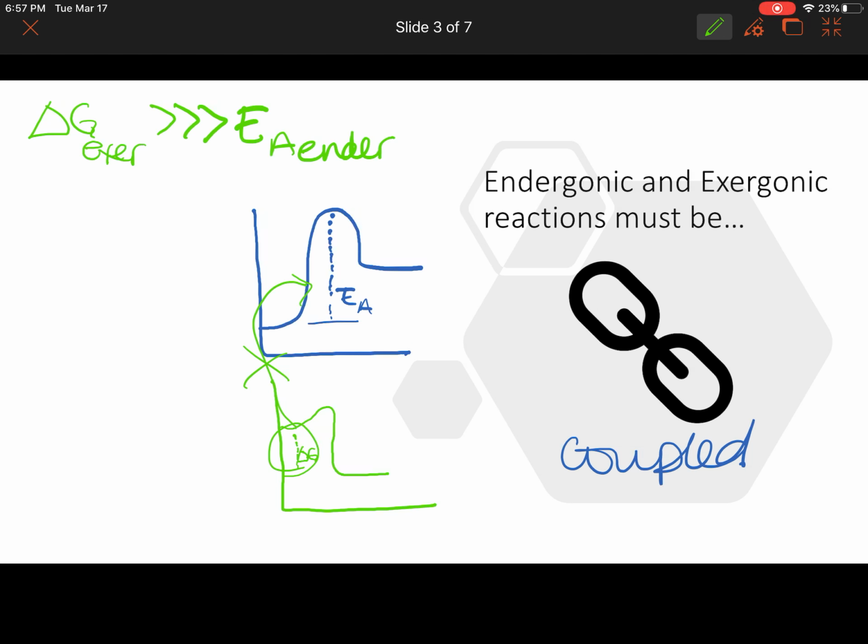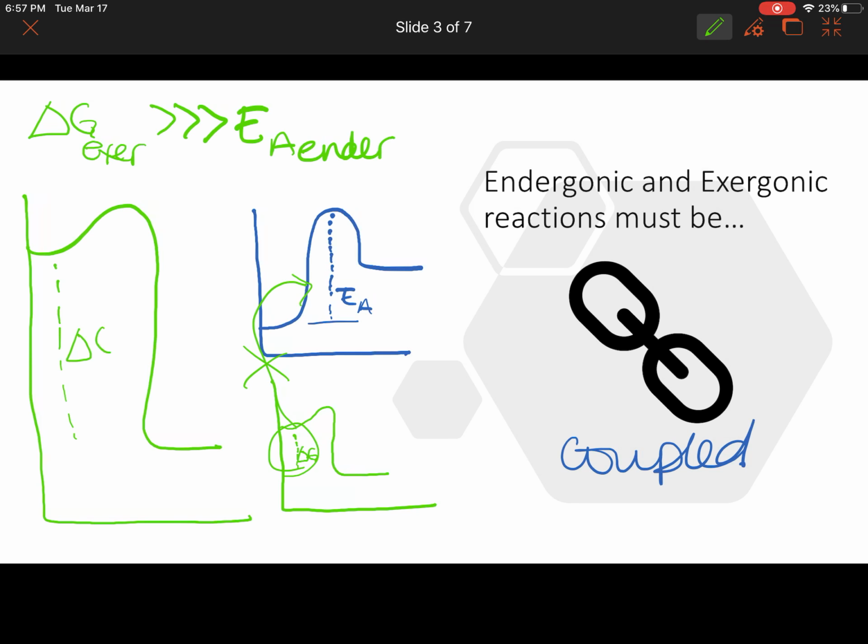Because remember, no transfer of energy is 100% efficient. So there's going to be energy lost. So in order to get our endergonic reaction to go, we're going to have an exergonic reaction that has a much bigger delta G. Okay?